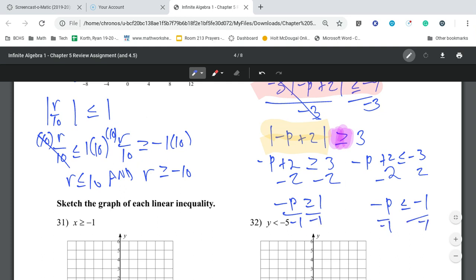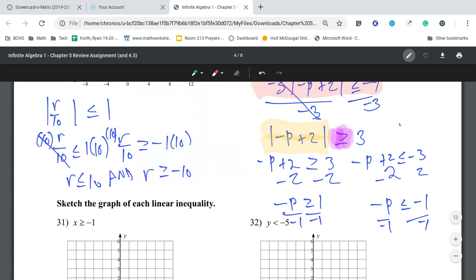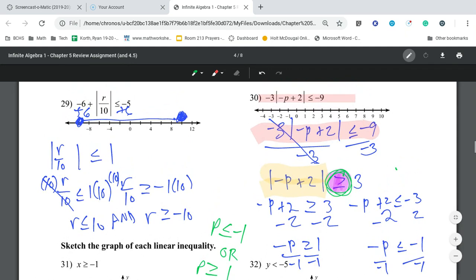Okay, we want to solve for positive p, not negative p. Can't have your p being negative. So p is less than or equal to -1 or, okay, we're deciding here that it was "or", and we're dividing by -1, so we have p greater than or equal to +1. Looking back at my graph, we're greater than or equal to +1, less than or equal to -1. And that's an "or" graph.